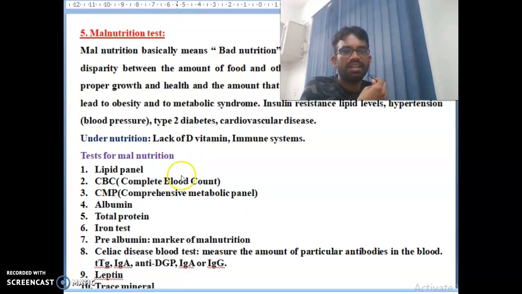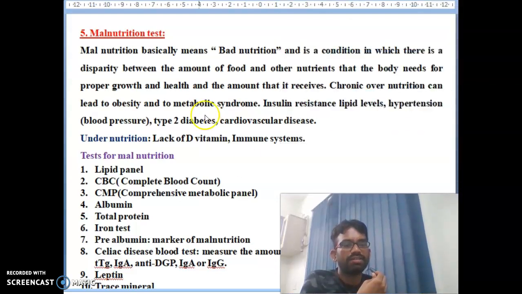Next, the fifth one, also very important especially for pregnant women, is the malnutrition test. Malnutrition basically means bad nutrition. It is a condition in which there is a deficit between the amount of food and other nutrition the body needs for proper growth and health and the amount it receives. Chronic overnutrition can lead to obesity and metabolic syndromes: insulin resistance, lipid levels, hypertension like blood pressure, type 2 diabetes, and cardiovascular diseases.